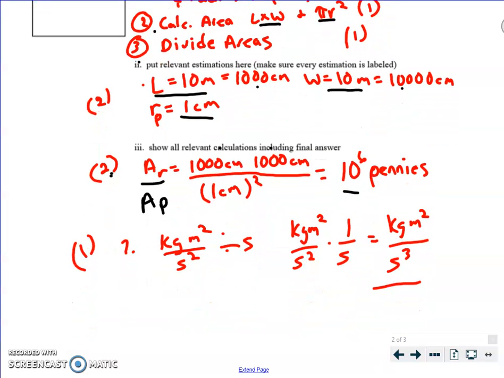And then the last problem, you do kilogram meter squared divided by second squared, divided by seconds. So what I do to make that is I keep the first term, and then when you're dividing by seconds, it's the same as multiplying by 1 over seconds. So I have seconds squared times seconds in the denominator, so that becomes seconds cubed, and the numerator stays kilogram meters squared.